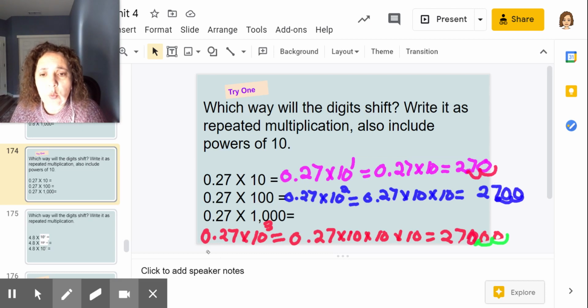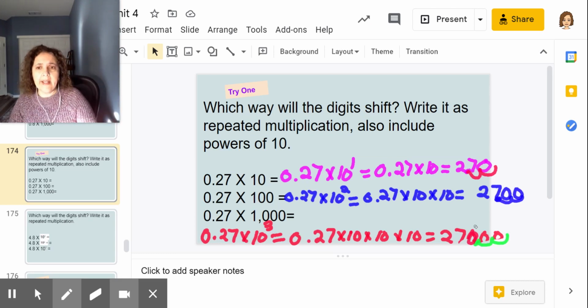And then for the last one, 0 and 27 hundredths times 10 to the third power, right? Because there's three zeros in 1,000. So that's the same thing as 0 and 27 hundredths times 10 times 10 times 10. That's repeated multiplication. Then I multiplied 27 times 1,000, and that gave me 27,000. But then I needed to place my decimal back in, and there's two places. So I shifted over 1, 2, and that gave me 270.